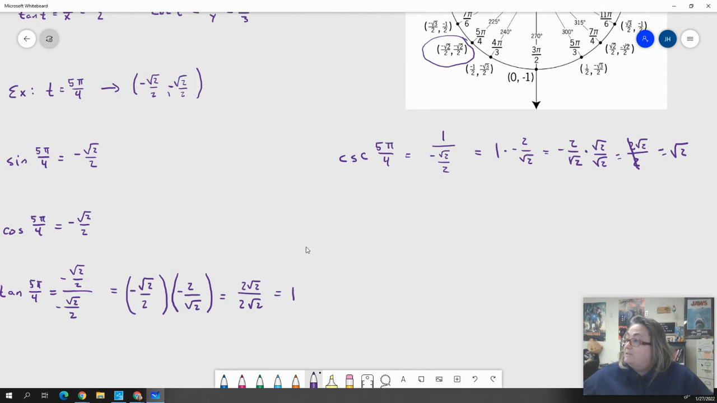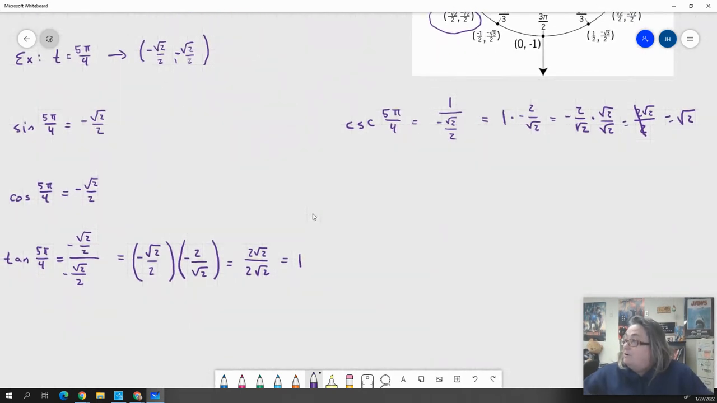Well, because our x and y values are the same, it's going to make finding our secant really easy, right? Because our secant of 5 pi over 4 is just 1 over cosine, right? It is 1 over our x value, right? Which is the same as saying 1 over negative radical 2 over 2. And I don't need to do all the math on that because it was the same as the last problem. So it is just the square root of 2.